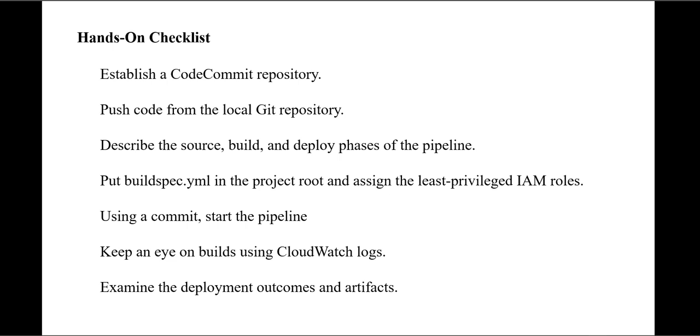Hands-on checklist. Establish a CodeCommit repository. Push code from the local Git repository. Describe the source, build, and deploy phases of the pipeline. Put buildspec.yml in the project root and assign the least privileged IAM roles. Using a commit, start the pipeline. Keep an eye on the build using CloudWatch logs, and examine the deployment outcomes and metrics.